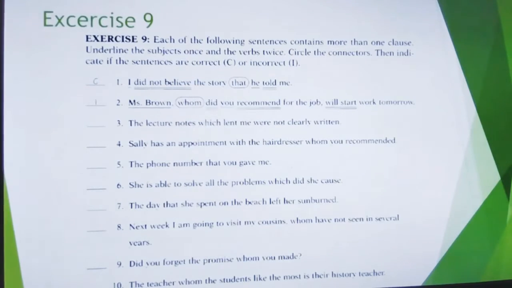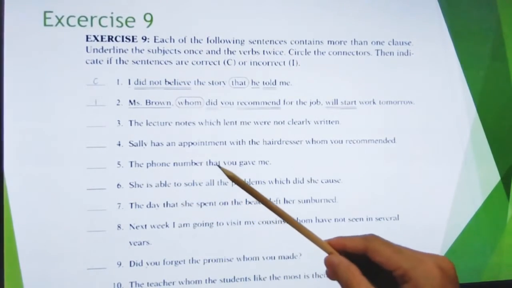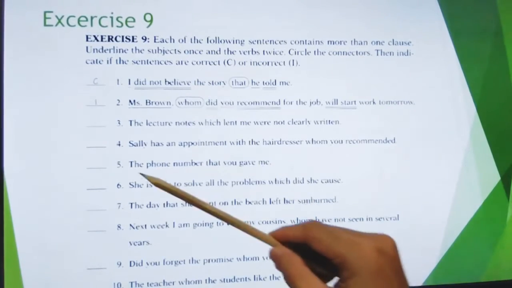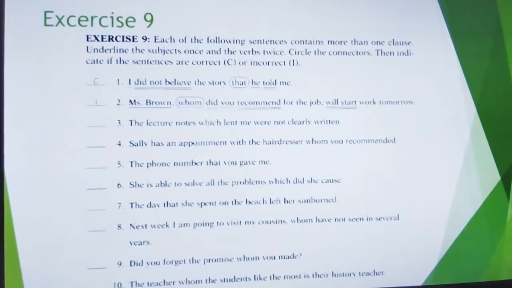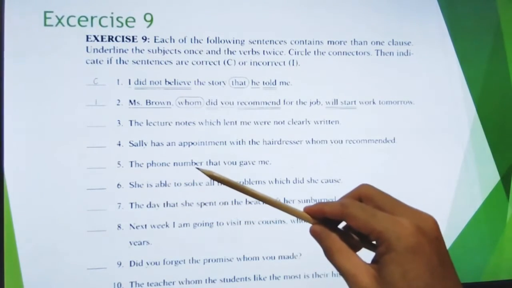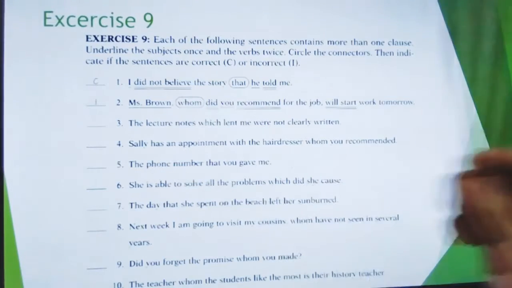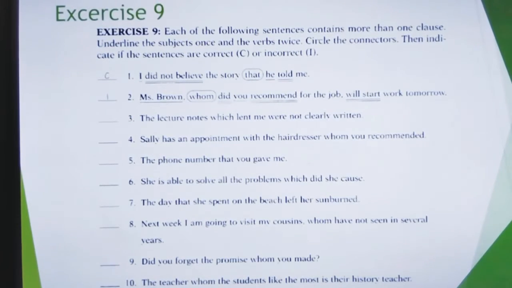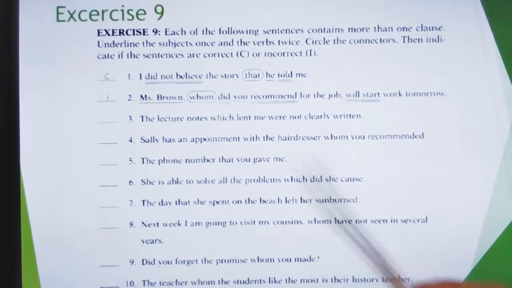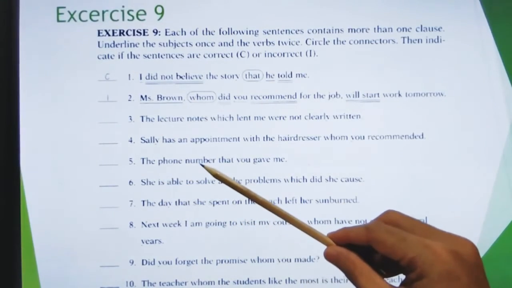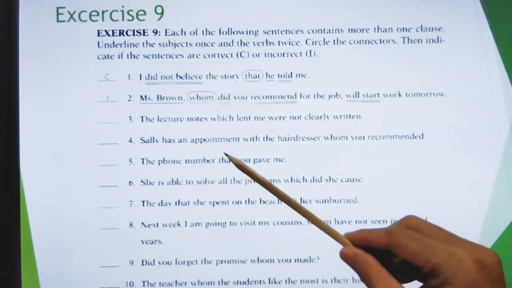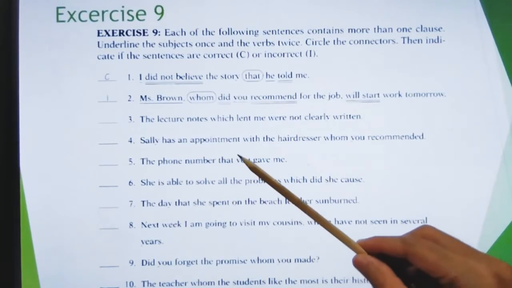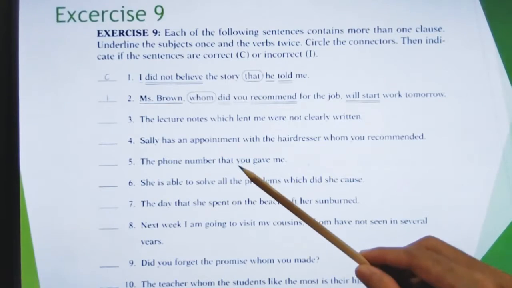About number 5, so we have this, the phone number that you gave me. So what about number 7? Alright, sorry, number 5. The number that you gave me. Subject. Okay. So connectors, make a circle, followed with a dependent subject. Okay, good. You gave me.